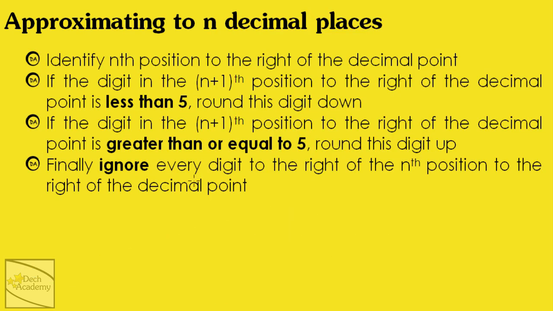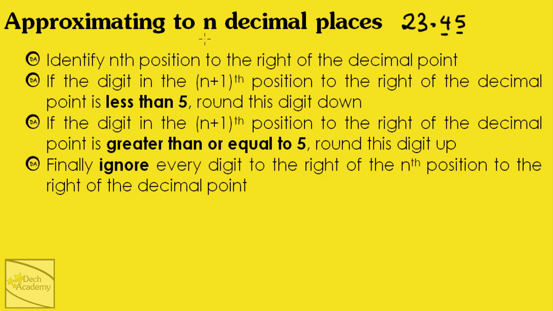And now we're going to look at the procedure for approximating a number to a certain number of decimal places. So you can be given a number like 23.45, and first of all, notice that this is a number written to 2 decimal places, 2 digits after the decimal point. And you could be asked to write it to a number in 1 decimal place.